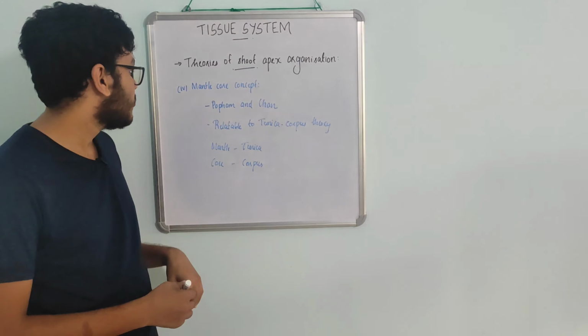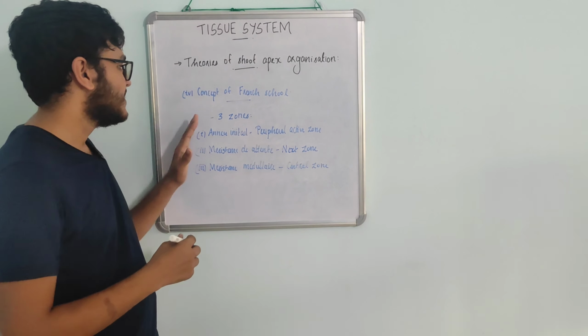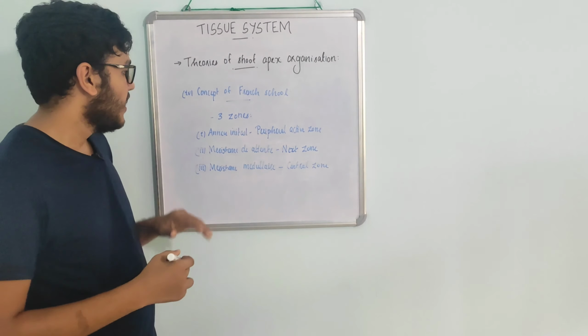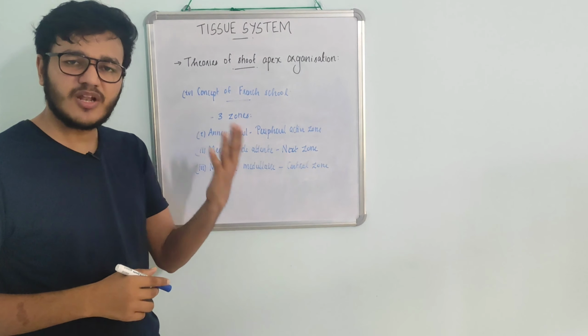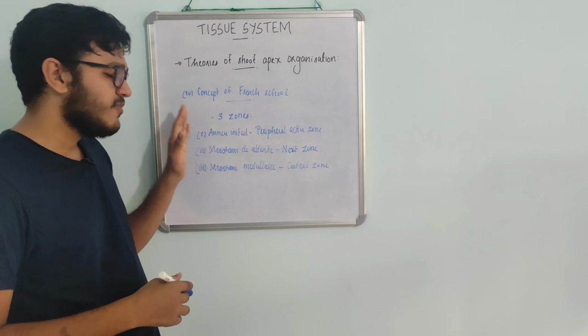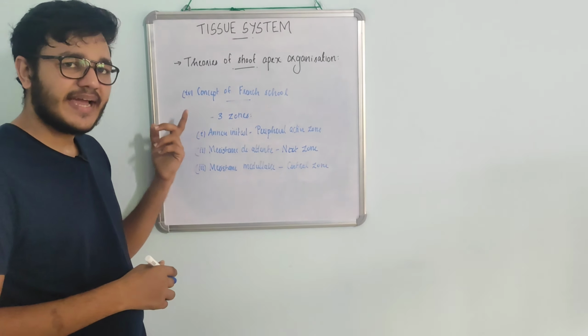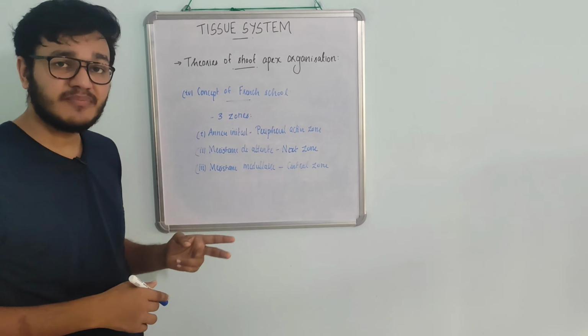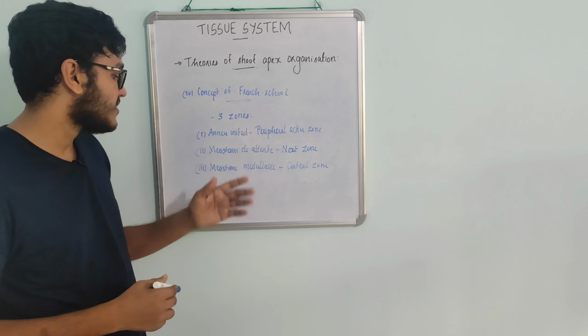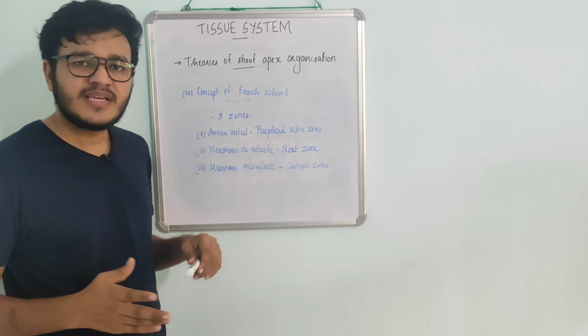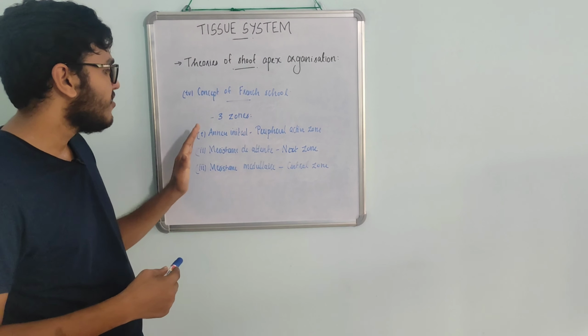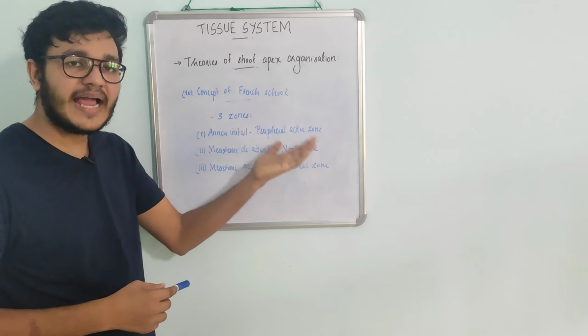Now let's focus on the next one. It is the concept of the French school, which is actually an old concept. According to it there are three zones, similar to the histogen theory. The naming is also in French: the first one is anneau initial, the second is meristeme d'attente, and the third is meristeme medullaire.